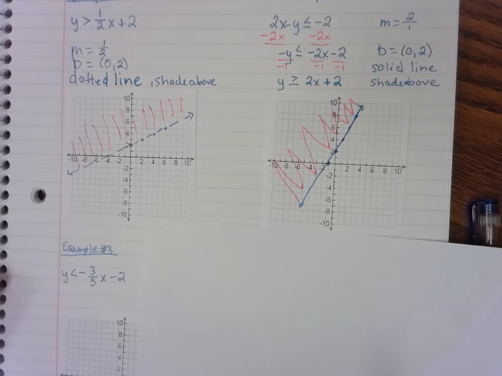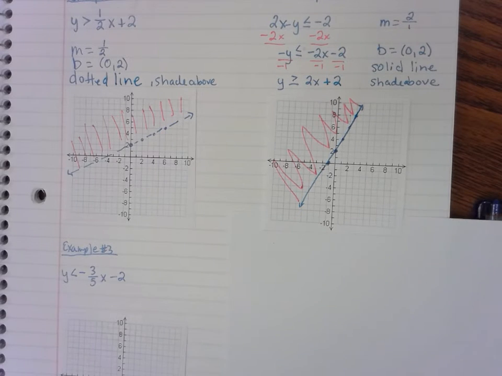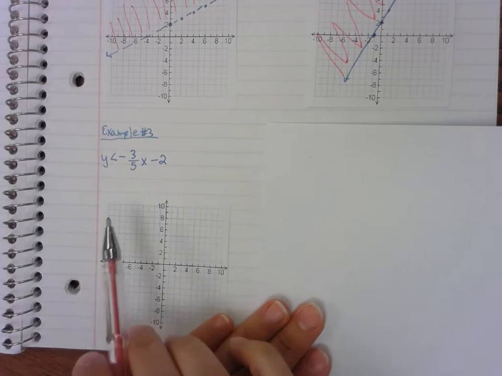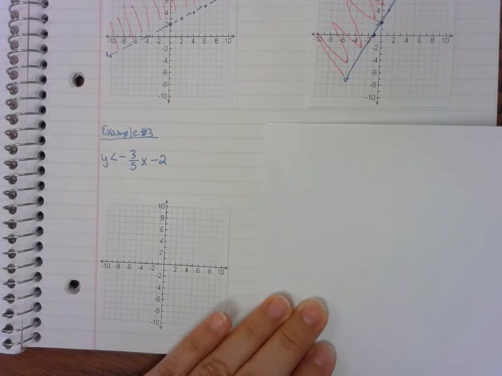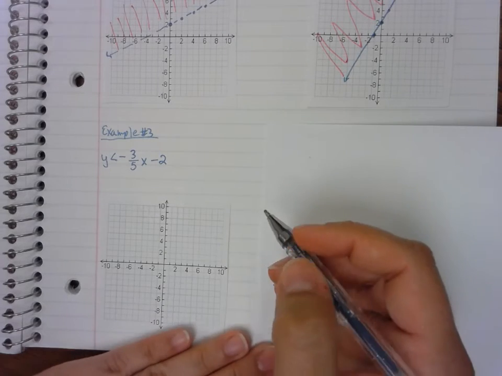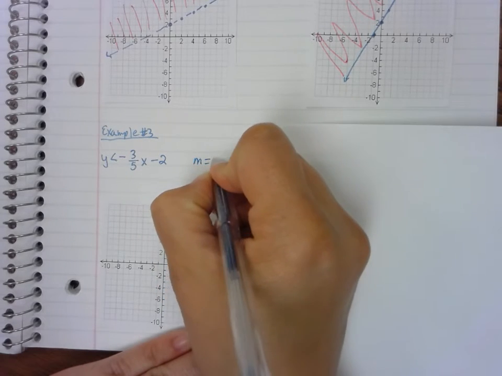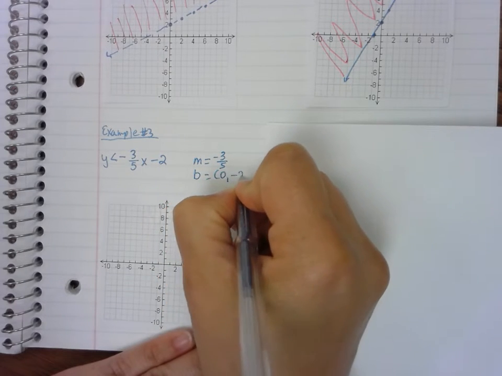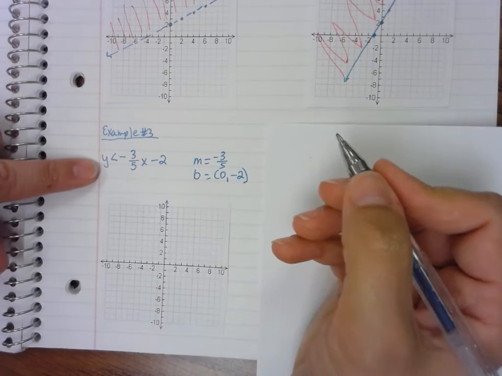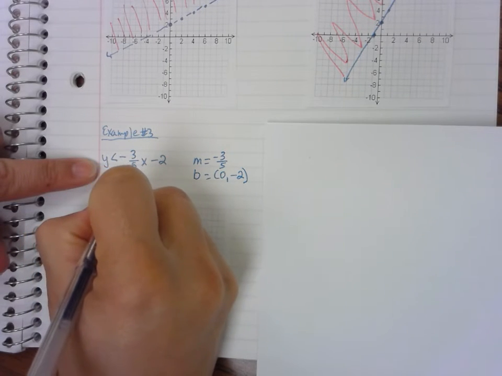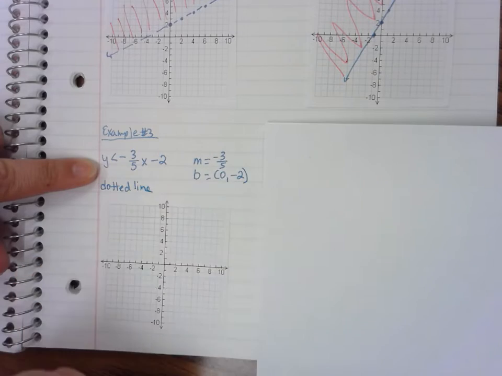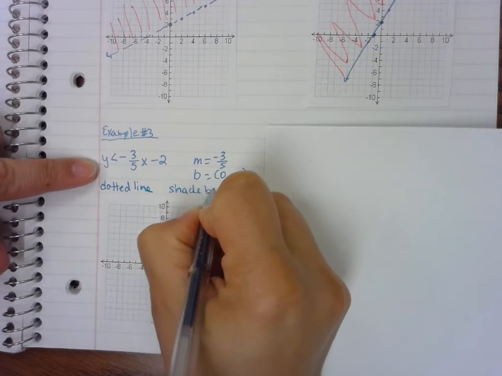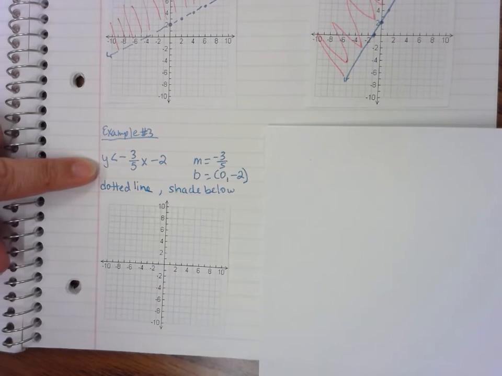Okay. Now we're going to take a look at example 3. Example 3 is in the form that I wanted. So I want to state what I have. My m is negative 3/5. My b is (0, negative 2). It's going to be a dotted line because it is less than, and I'm going to shade below because it is less than.